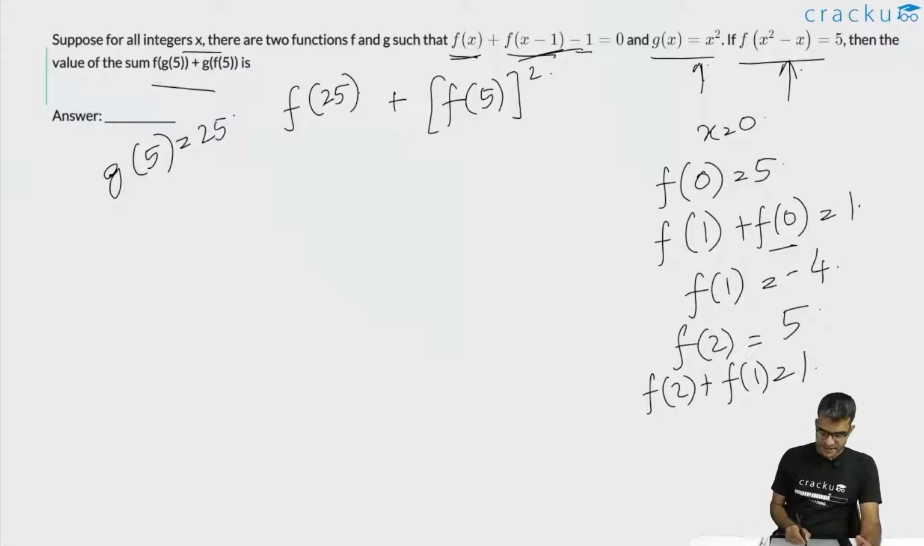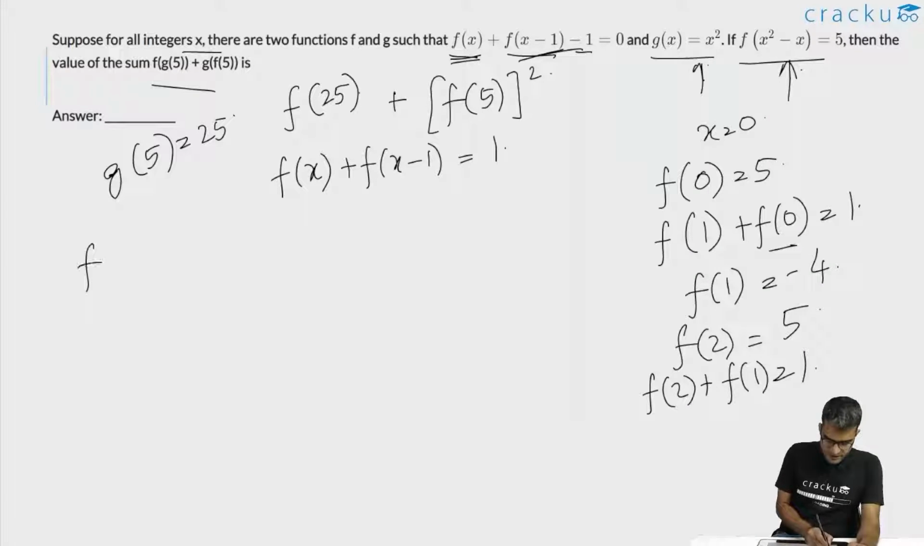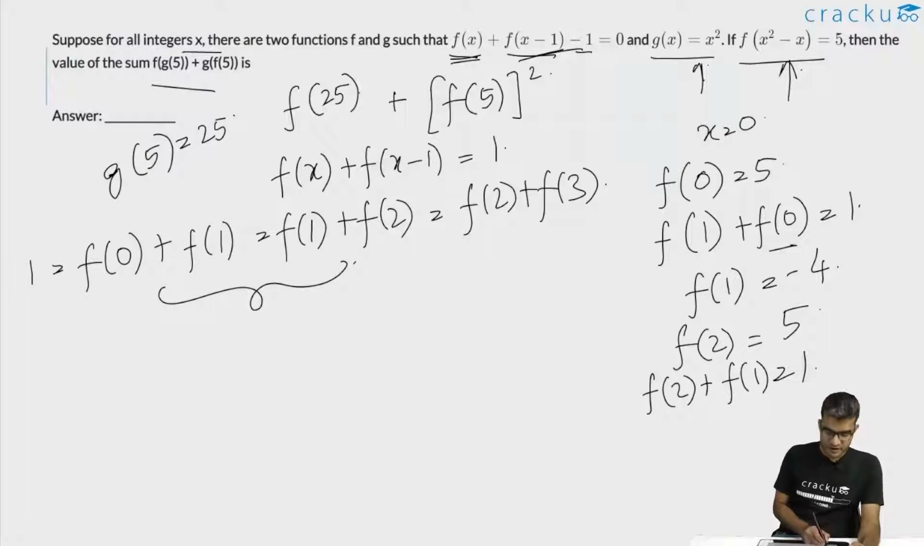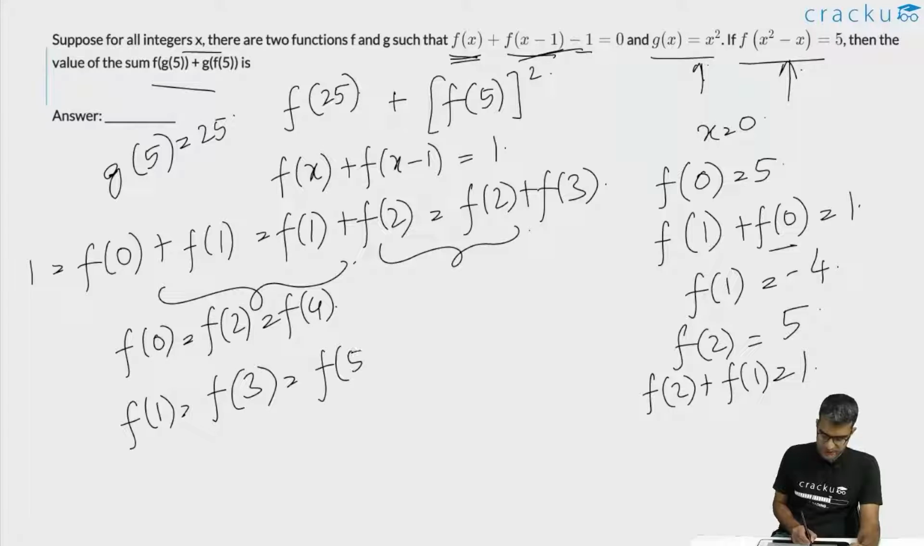Another way of looking at it is that f of x plus f of x minus 1 is equal to 1. This is true for all values of x. So if you substitute the values, f of 0 plus f of 1 is equal to 1, which is equal to f of 1 plus f of 2, which is equal to f of 2 plus f of 3, and so on. If you look at this equation, you will figure out that f of 0 is equal to f of 2 and will be equal to f of 4, and so on. Similarly, f of 1 is equal to f of 3 is equal to f of 5, and so on.